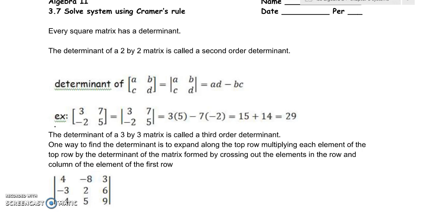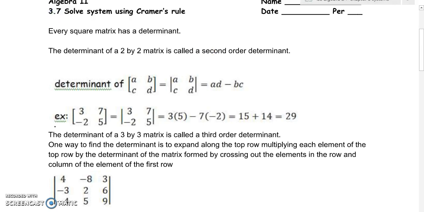Let's take some notes! Alright, so Cramer's rule, another cool thing with determinants, or with matrices. We need to figure out a new thing with matrices called a determinant. The determinant of a 2 by 2 matrix is called a second order determinant.